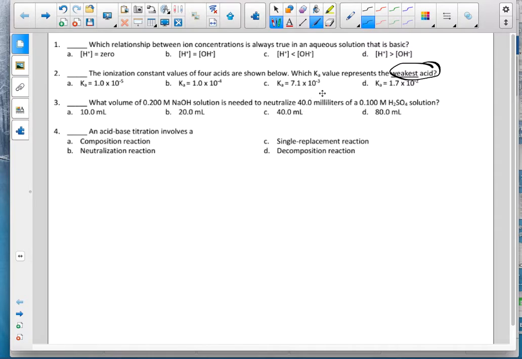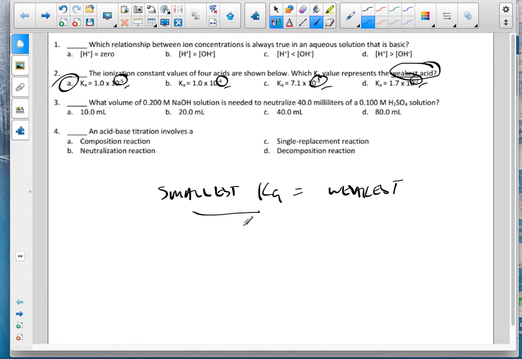Next one, it asks which one of the acids is the weakest. We know Ka tells us the strength of the acid. Notice they're all negative exponents, so we're looking for the smallest value for Ka. The smallest Ka value is going to be equal to the weakest acid. So if you look at the exponents, that's -5, -4, -3, -2. A is the correct answer because the smallest Ka, largest negative exponent means smallest, which is the weakest acid.